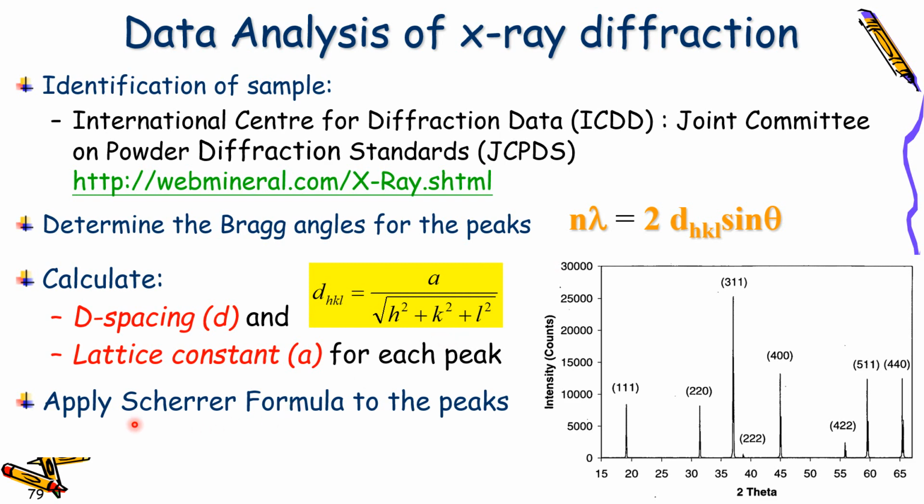And we are going to talk about the Scherrer formula for the peak width, to understand the size of the grains in the powdered sample.